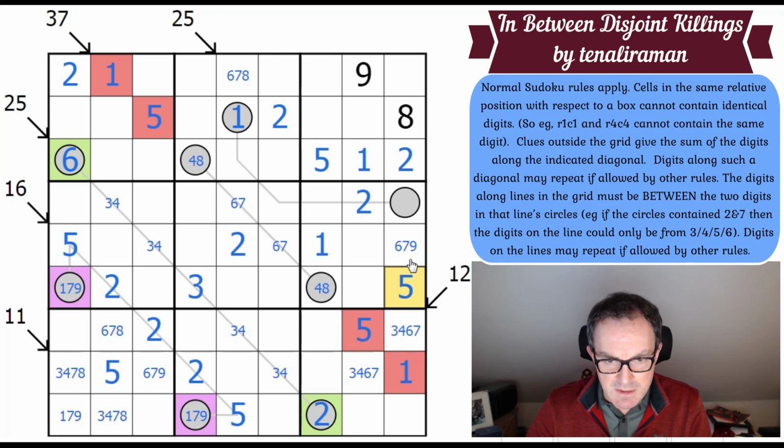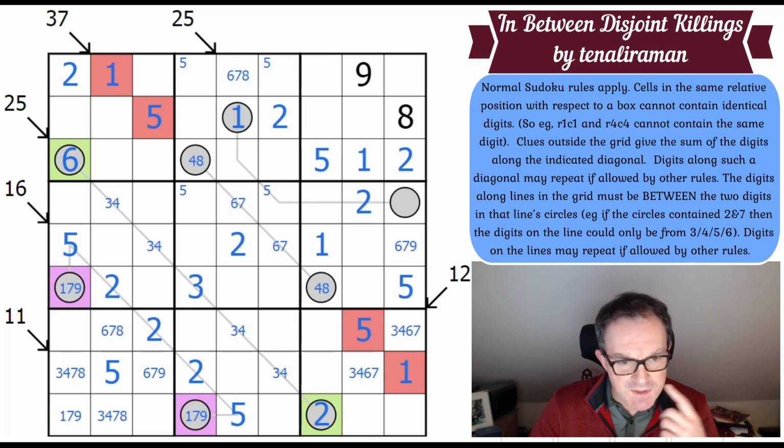That means... well, what does that mean? Does that mean anything useful? Let's double click the 5s, because we have got a lot of 5s now. There's a 5 in each... well, there's an X-wing on 5s here, but that X-wing is not going to help. Okay, this can't be a 1, can it? Because there must be a 1 in one of the purples.